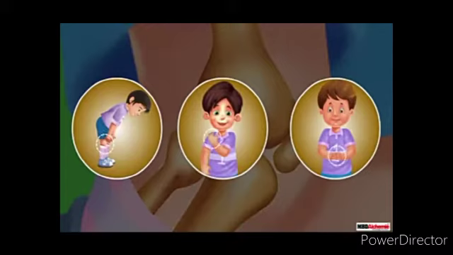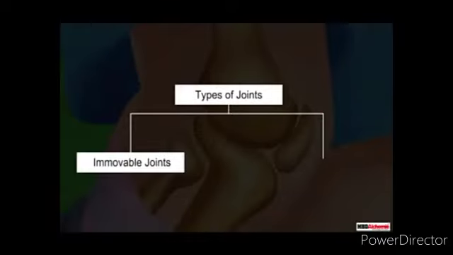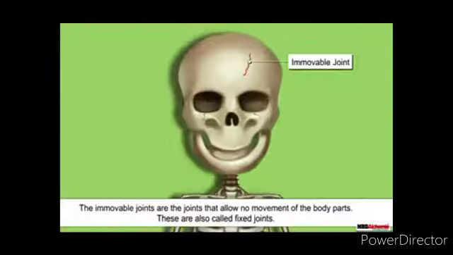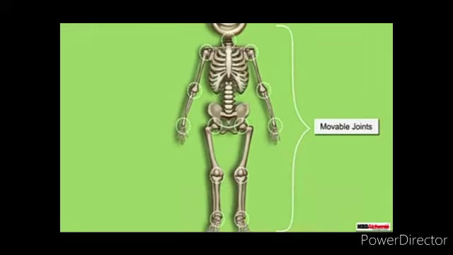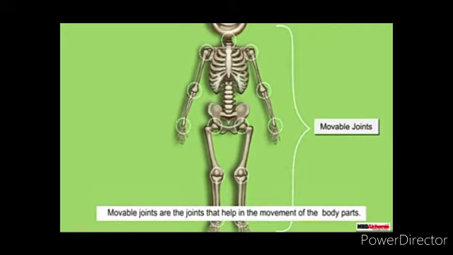Not all joints allow movements. On the basis of whether the joint helps in the movement or not, these joints can be categorized into two types: immovable and movable. The immovable joints are the joints that allow no movement of the body parts. These are also called fixed joints. Such joints are found in the skull. Except the joints present in the skull, all other joints found in the body are movable. Movable joints are the joints that help in the movement of the body parts.